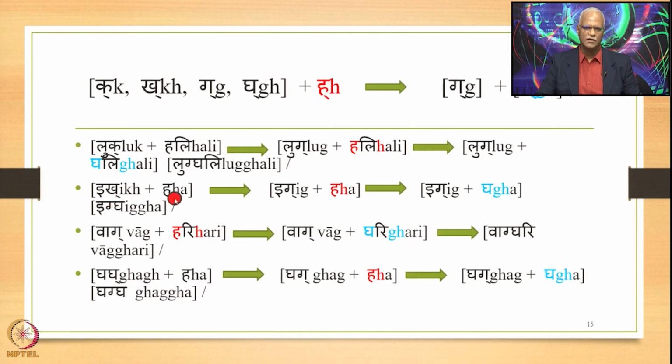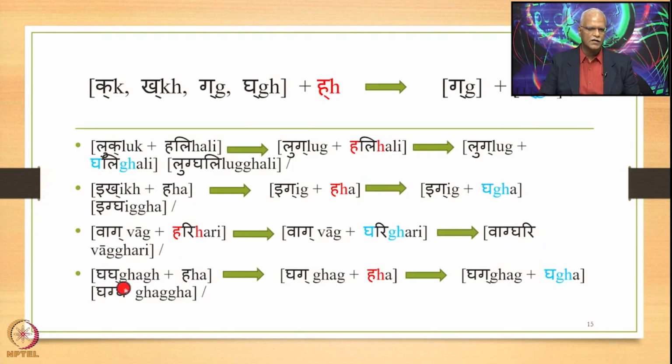Similarly, ik plus ha, and this is a compound, so both are padas. So this kha will be substituted first by ga, and then this ha will be substituted by the purva savarna of ga, which is gha. So we have ig plus gha, igha. Then we have vag plus hari, and here we have ga being substituted by gha. So we get vag plus ghari, vaghari.